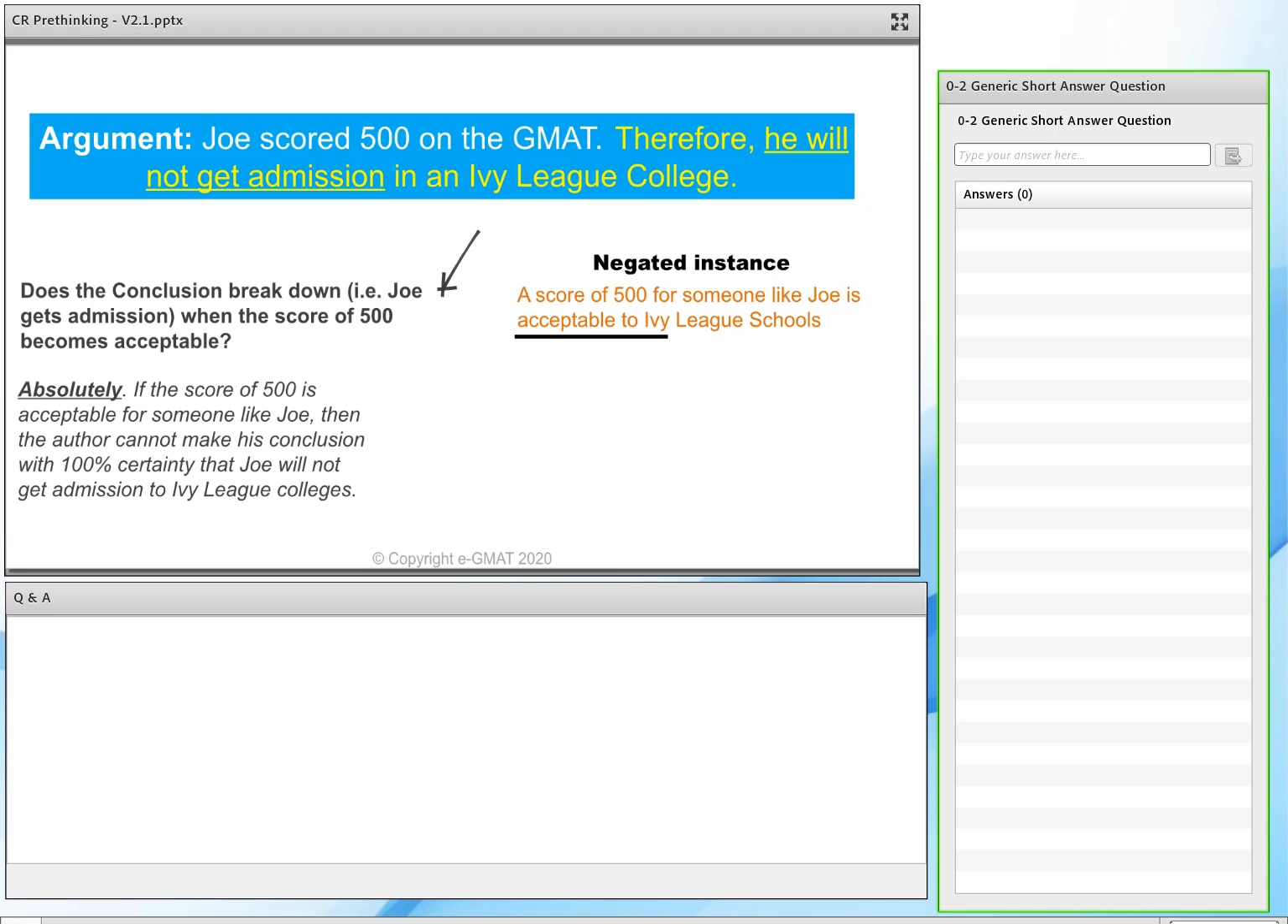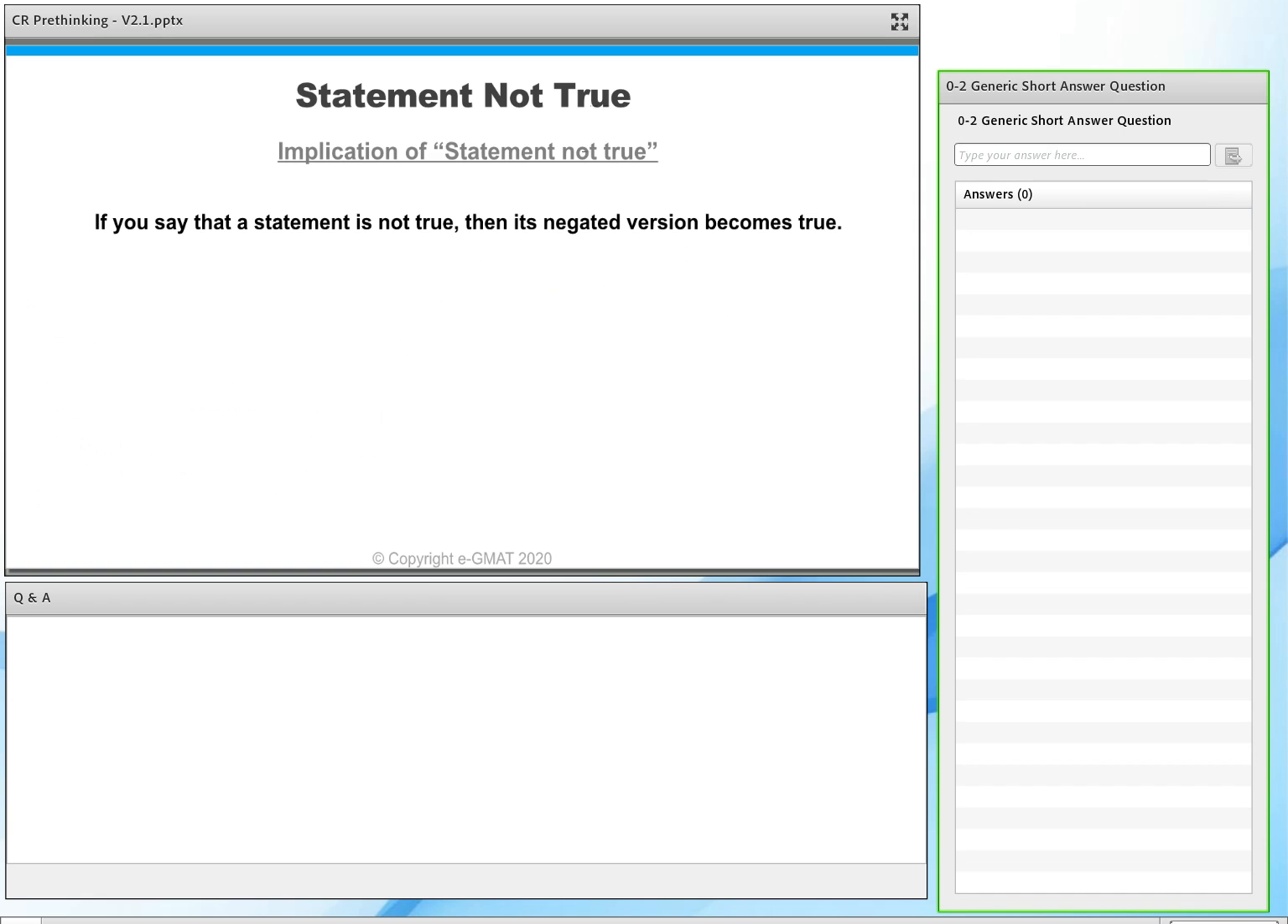And the answer to that is absolutely. Why? Because if a score of 500 for someone like Joe is acceptable to Ivy League colleges, then I as an author cannot make my claim with 100% certainty that Joe will not get admission into an Ivy League college. So that's the must-be-true notion of the correct assumption.